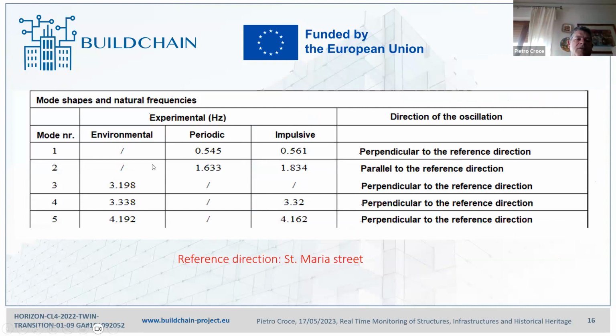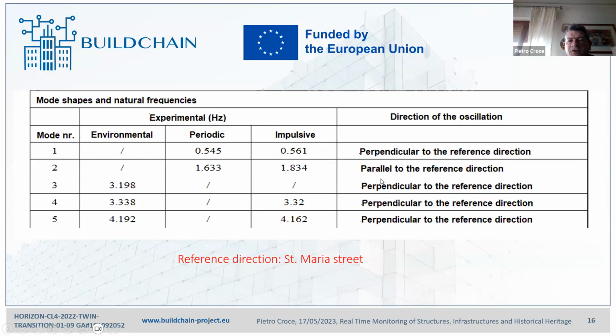Looking at the table, you can see that environmental excitation was not able to detect the first two modes of the structure. The bell excitation, so the periodic excitation, was able to detect the first two, while the impulsive excitation was able to detect almost all of them with all the techniques.